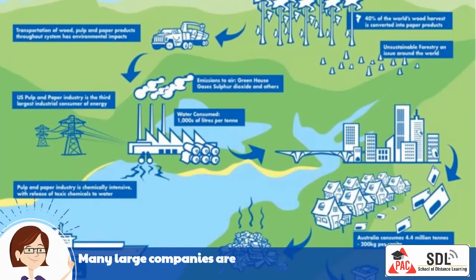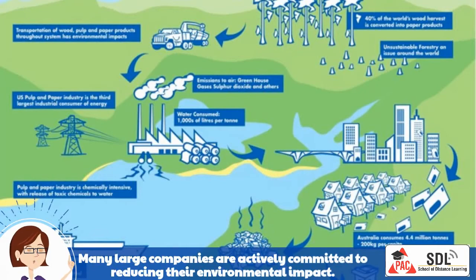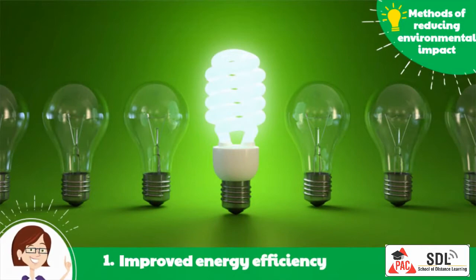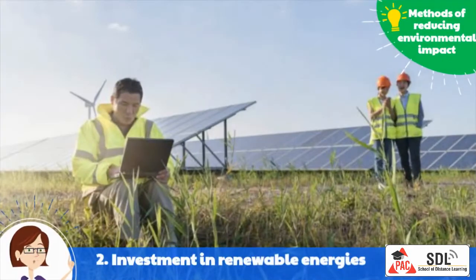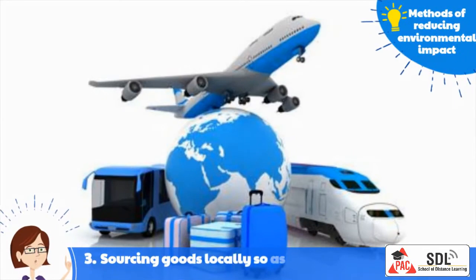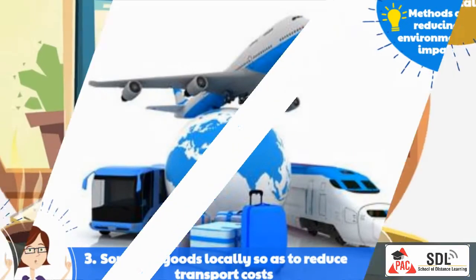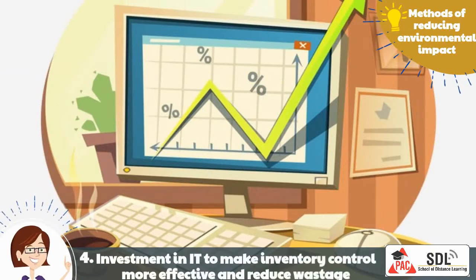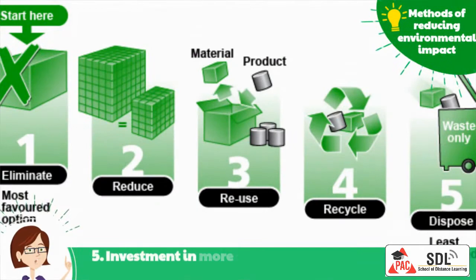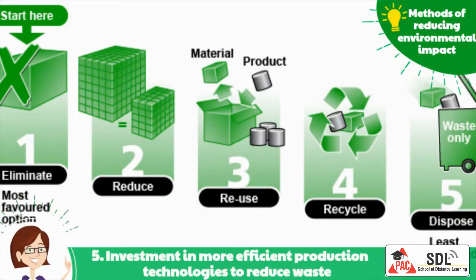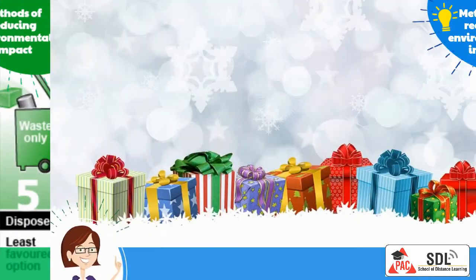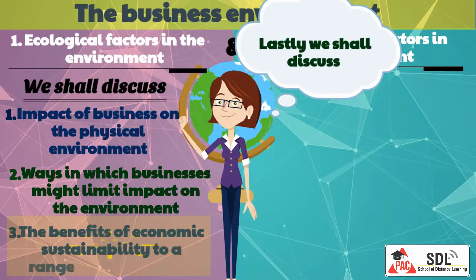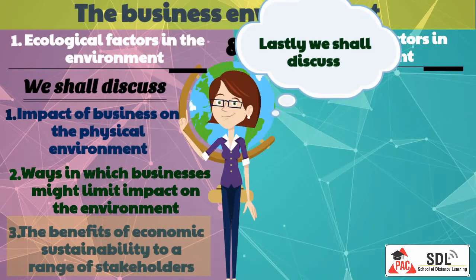Many large companies are actively committed to reducing their environmental impact. Possible methods include improved energy efficiency, investment in renewable energies, sourcing goods locally so as to reduce transport costs, investment in IT to make inventory control more effective and reduce wastage, investment in more efficient production technologies to reduce waste, and reducing packaging. Lastly, we shall discuss the benefits of economic sustainability to a range of stakeholders.